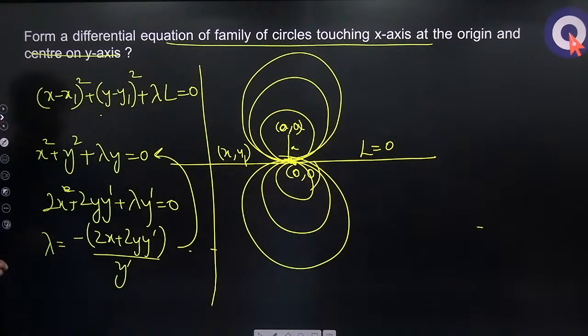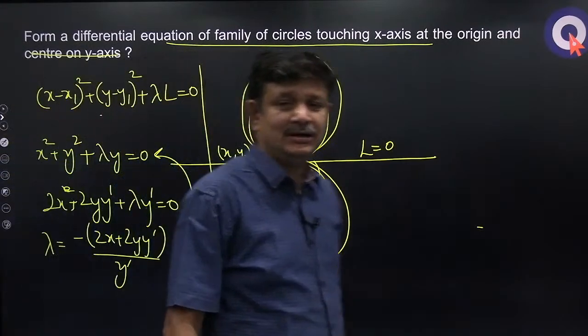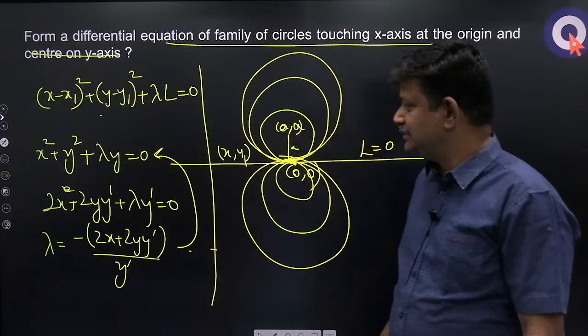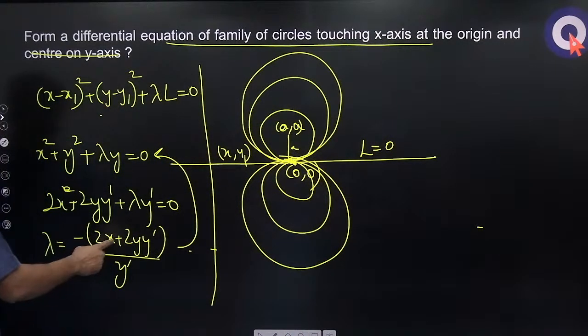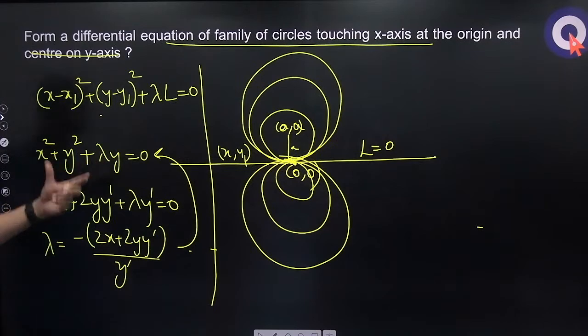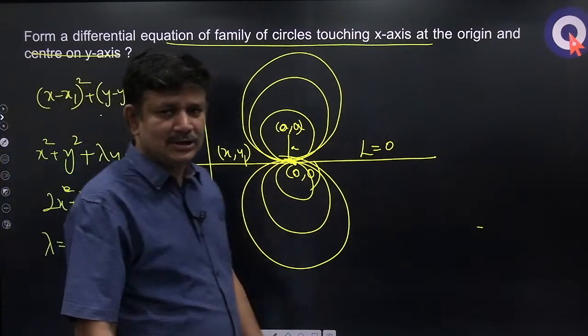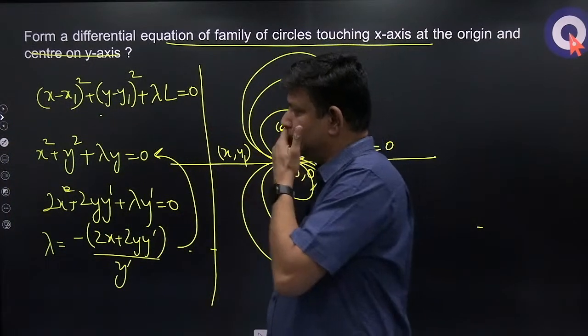So this is how you can form a differential equation of the family of all the circles touching x axis at origin. x square plus y square plus lambda is how much? Minus of 2 into (x plus y y dash) divided by y dash. थोड़ा इधर उधर कर दो तो properly answer आ जाएगा.